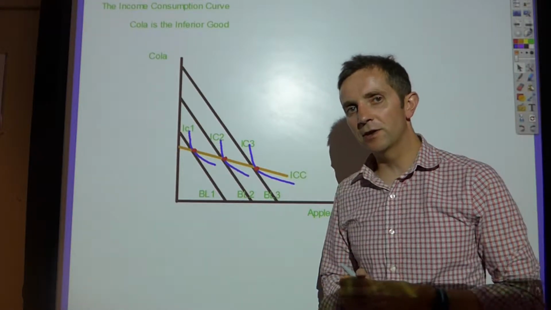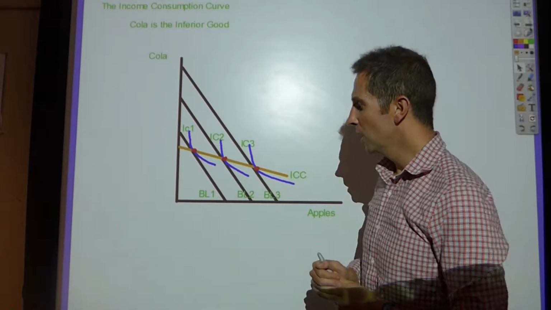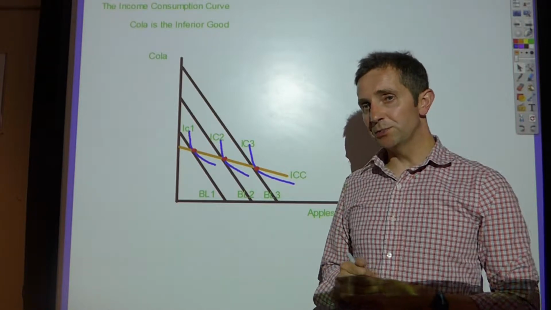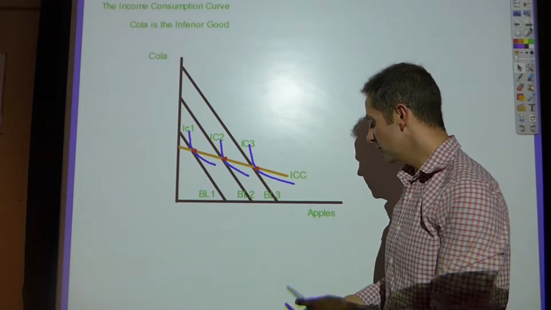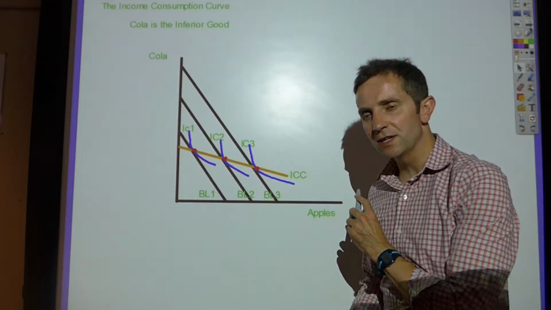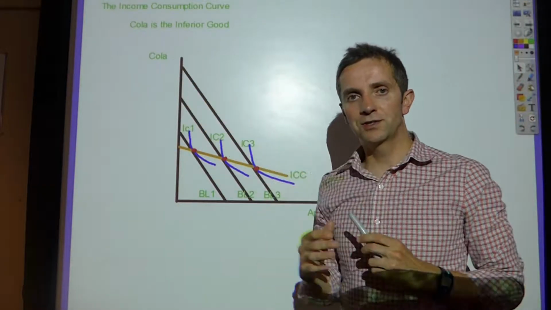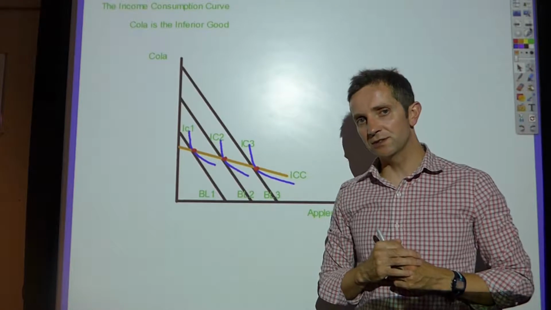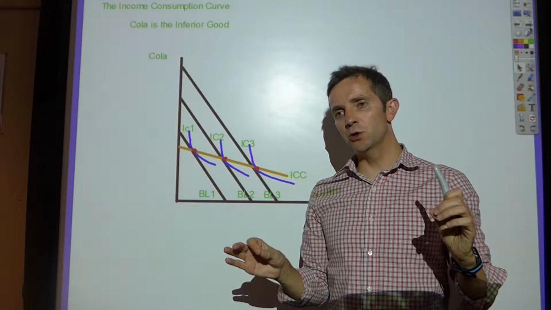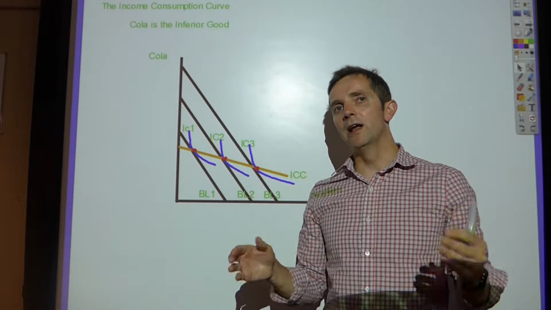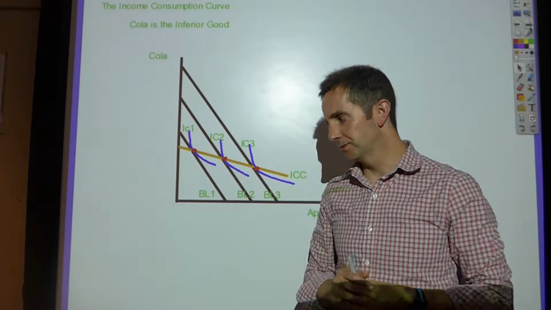So in this particular video I'm going to explain to you how we derive the income consumption curve, again when one of the goods is an inferior good, but this time instead of it being apples as the inferior good, cola is considered to be the inferior good in this instance. Remember, what is an inferior good? It is a good which you consume less of as your income increases.